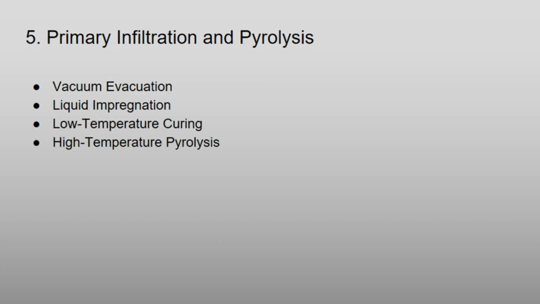The coated form is vacuum evacuated in a pressure vessel to eliminate air pockets. Then high-pressure liquid polycarbosilane is introduced to deeply impregnate the fiber preform. The part undergoes low temperature curing at 150 degrees Celsius to 200 degrees Celsius to form a rigid green body, followed by inert gas high temperature pyrolysis at 900 degrees Celsius to 1200 degrees Celsius that volatilizes organic molecules to leave behind a hard inorganic silicon carbide ceramic matrix.